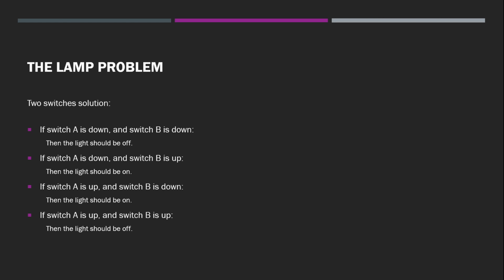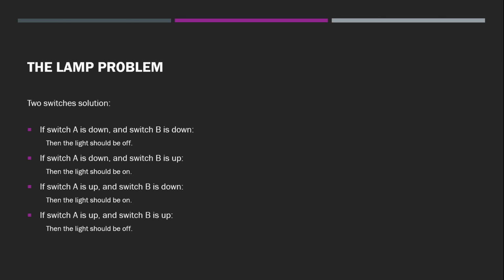Now, what if we add a second switch to this problem? Now we have one lamp that can be turned on and off by flipping two different switches. If you have a lamp like this in your house, I encourage you to pause this video and go take a quick look at it. I bet its behavior will be very similar to the one we'll describe here.